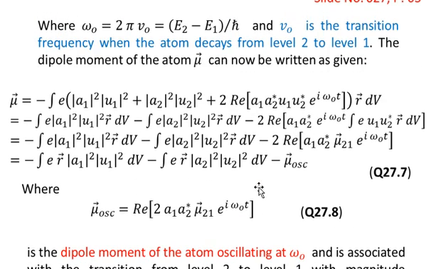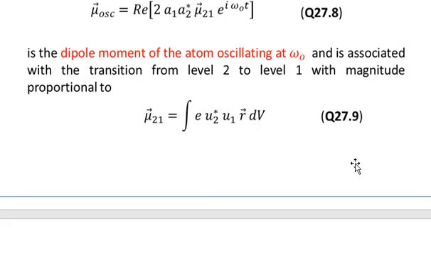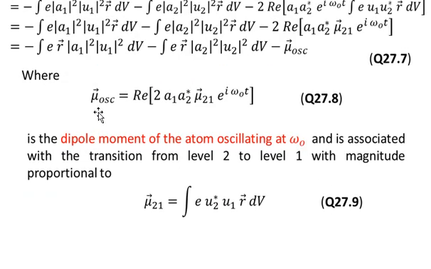This can be found from the third last and the second expression of equation number 7, where we introduced mu 2 1, for example over here. So we have written the dipole moment of the atom which is oscillating at a frequency omega naught, and we have also written the magnitude of this dipole moment as given in equation number 9.